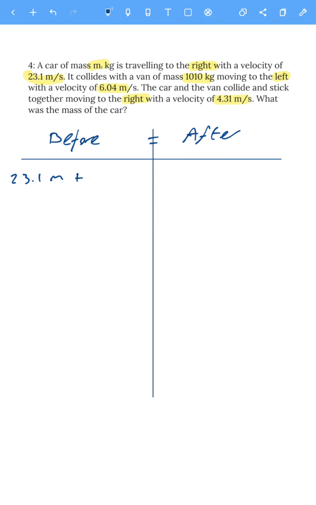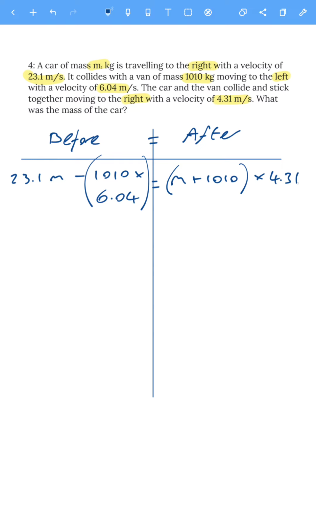I'm going to add that to the van. In fact, we're going to subtract it because the van is moving in the opposite direction. So minus 1,010 times the velocity of the van, which is 6.04. Deal with that in a moment. Equal to, so afterwards the van and the car collide and stick together. So we need to combine the masses. So we've got the unknown mass m plus 1,010, bracket that, times their velocity moving to the right of 4.31.